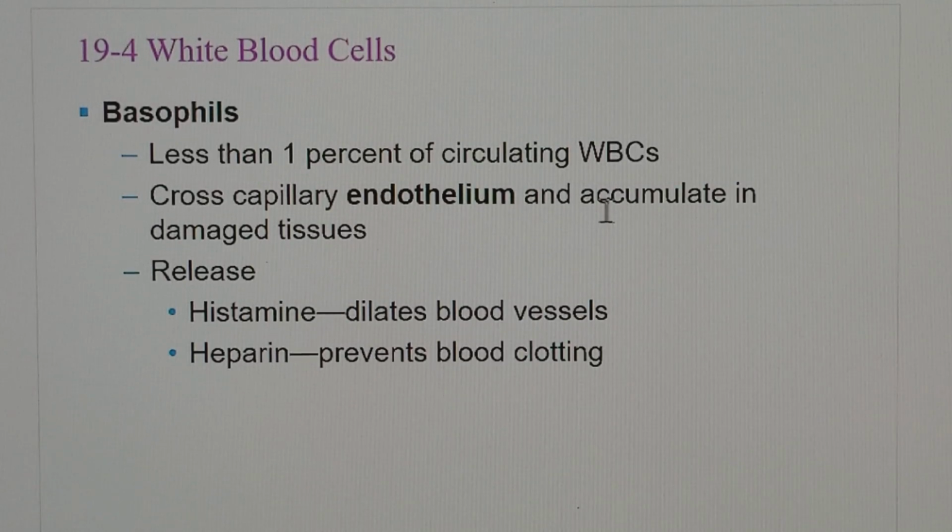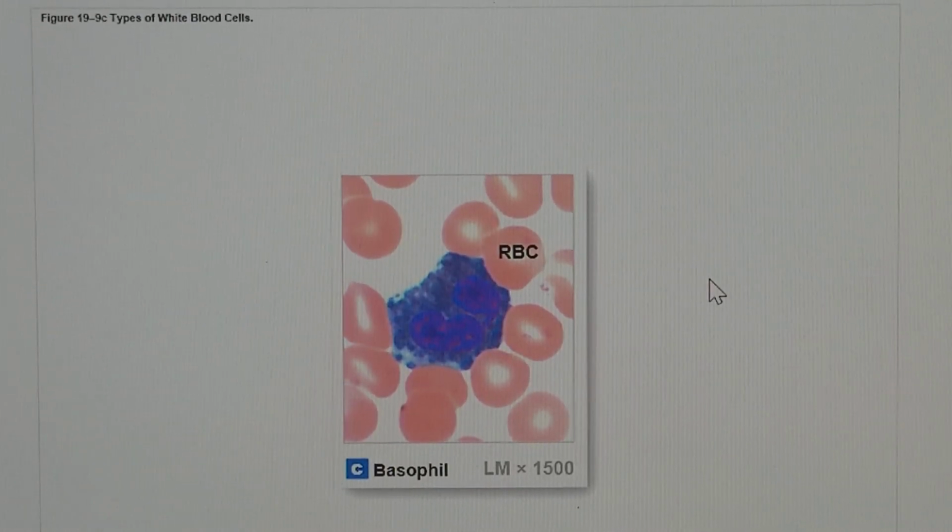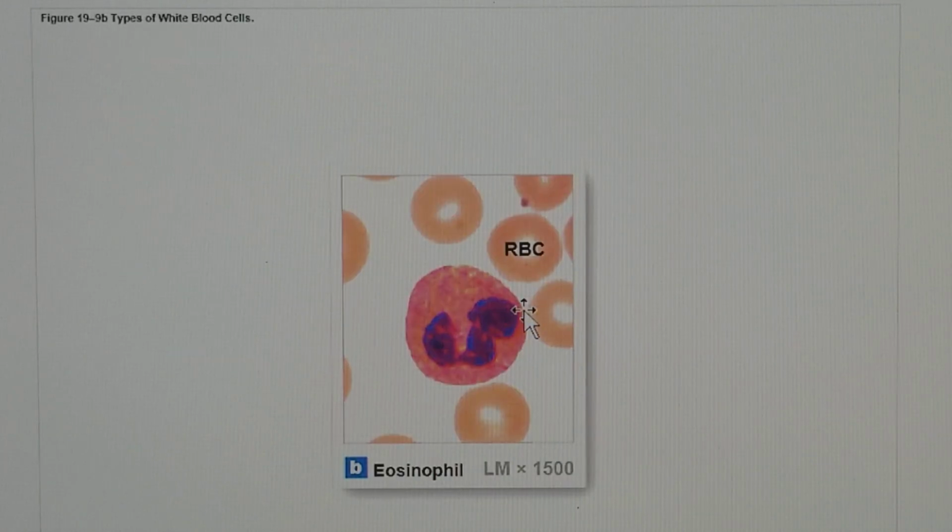Basophils, less than 1% in circulating white blood cells. Cross capillary endothelium and accumulate in damaged tissues. They release histamine and heparin. Histamine dilates blood vessels, heparin prevents blood clotting. And here's a picture of a basophil. Notice it's granulated, has a nucleus, and is large. But in comparison, the same approximate size as the neutrophil and the eosinophil.